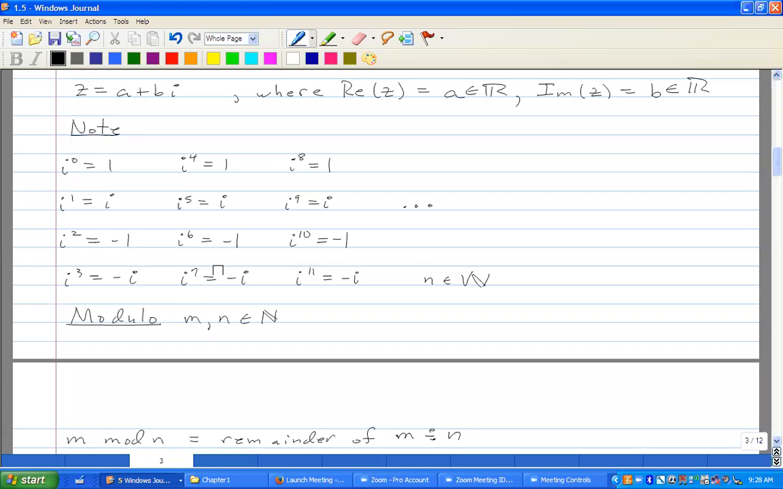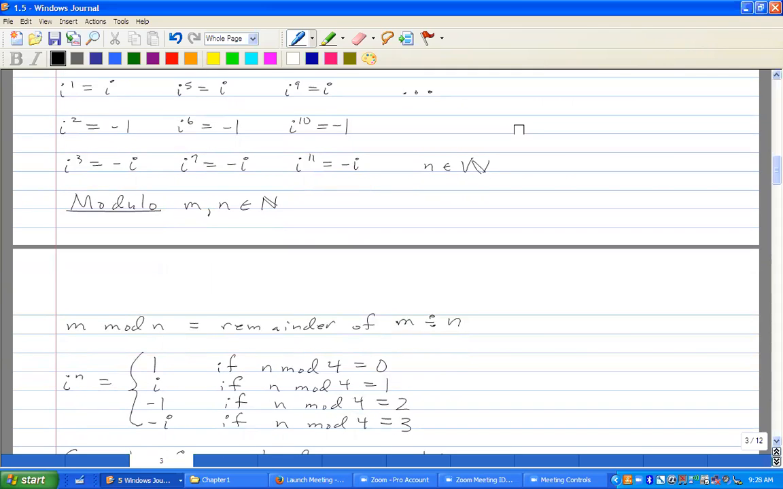i to the 7th is -i, i to the 8th is i squared to the 4th. -1 to the 4th is just 1. And so, as you notice, we have a pattern here. So i to the 9th is i, i to the 10th is -1, i to the 11th is -i, i to the 12th is 1, i to the 13th is i, i to the 14th is -1, i to the 15th is -i, etc. So let me write that down.